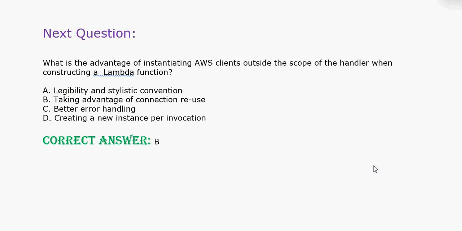The next question is, what is the advantage of instantiating AWS clients outside the scope of the handler when constructing a Lambda function? Option number A, legibility and stylistic convention. Option number B, taking advantage of connection reuse. Option number C, better error handling. Option number D, creating a new instance per invocation.